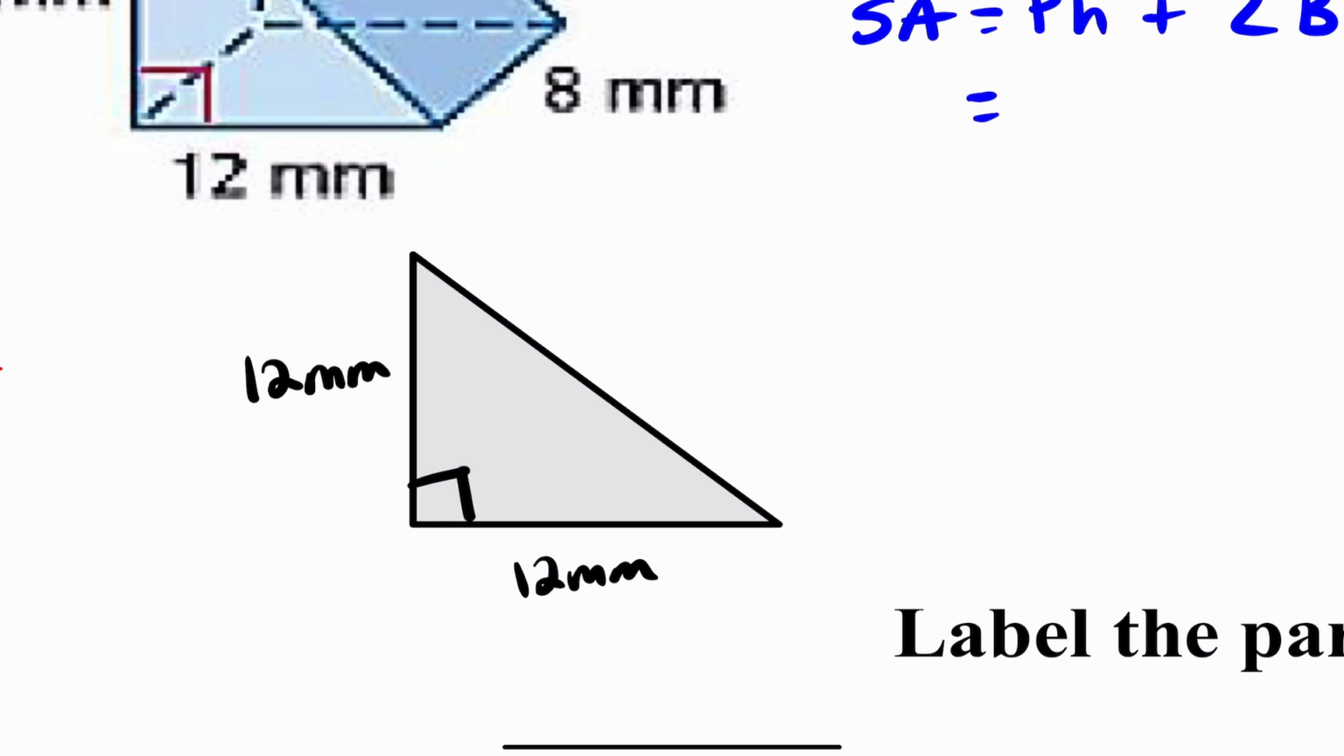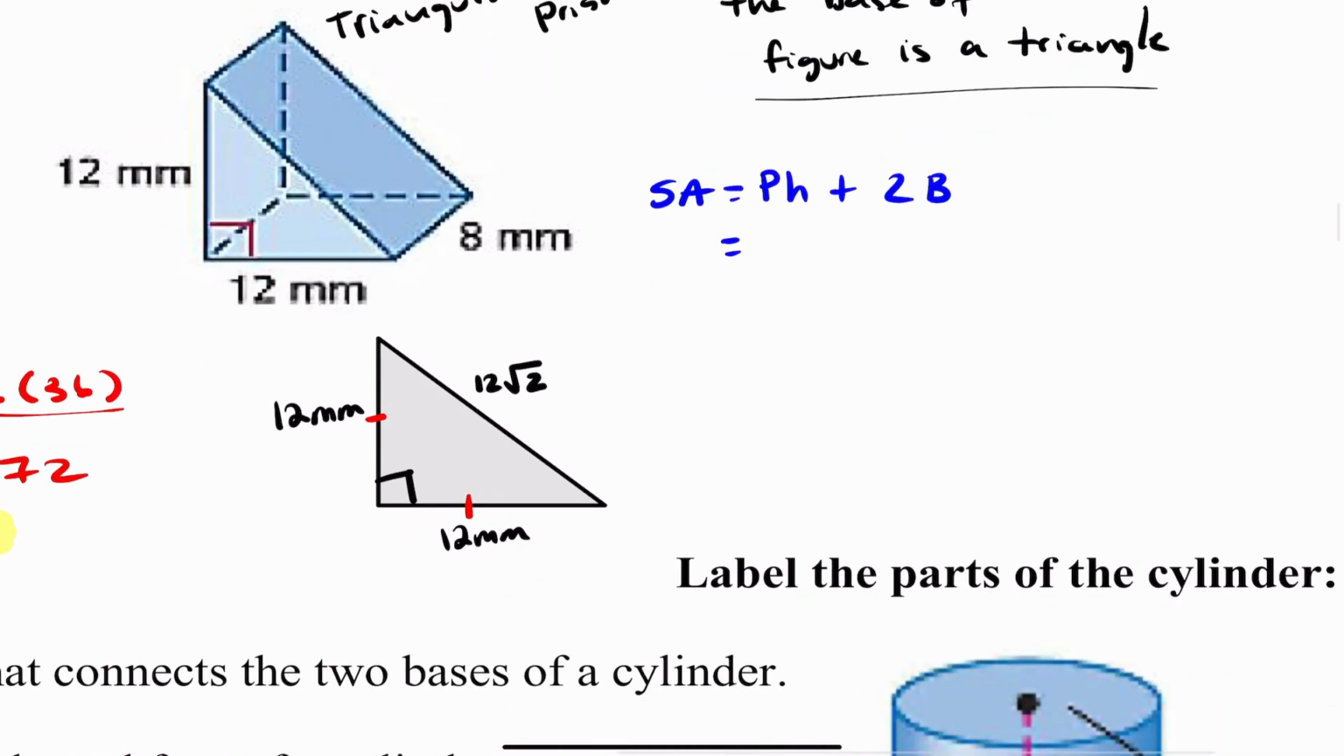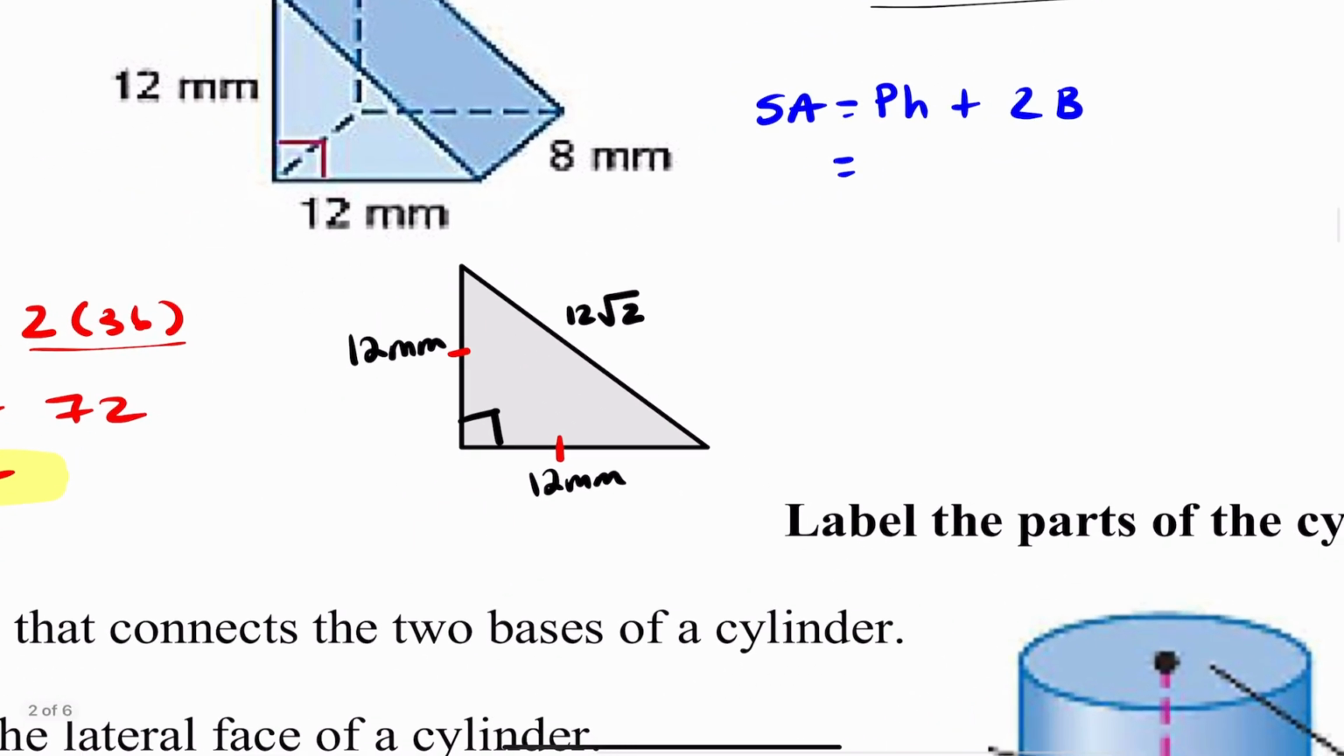We have a right triangle, it's isosceles. So that means that if this side is 12, this side is 12, then the hypotenuse is 12 root 2. And I'm using special right triangles to figure that side out. Okay, so I'm going to do 12 plus 12 plus 12 root 2. In fact, let's go ahead and just put all of this under P.